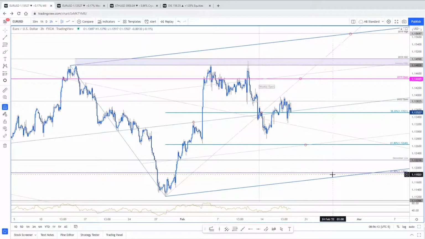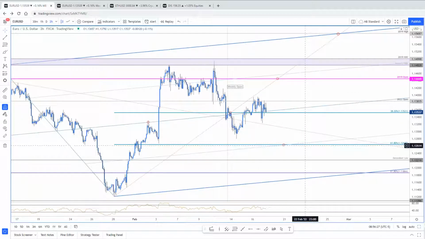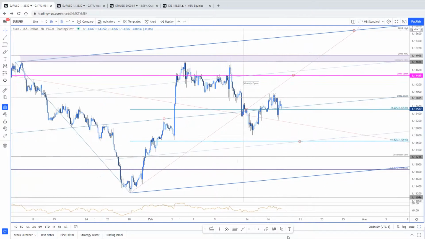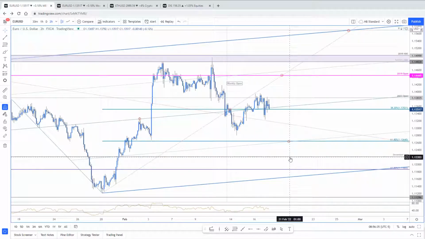Core inflation data hits next week on Wednesday for the Eurozone. They're expected to see a print of 2.3%. That's the final read for January. I expect a little bit of an improvement from 2.6, but aside from that, nothing new from the European data event risk. Aurelian, any questions on Euro?